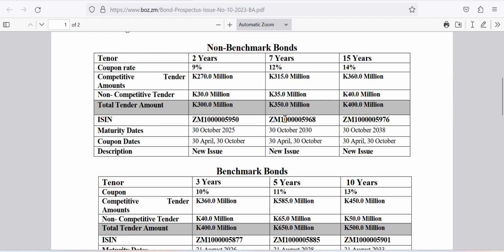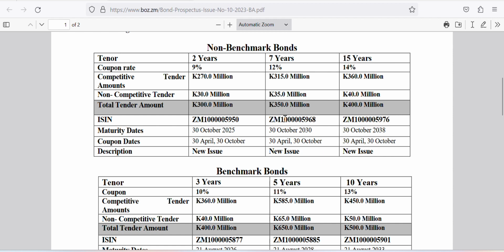In Zambia, currently we have 2-year bonds, 3-year bonds, 5-year bonds, 7-year bonds, 10-year bonds, and 15-year bonds. If you go for a 10-year bond, you are lending money to the government for a period of 10 years. That's the tenor or the term. If you go for a 7-year bond, you are lending money to the government for a period of 7 years. That's the tenor, that's the term.